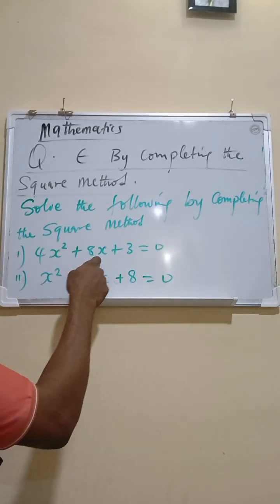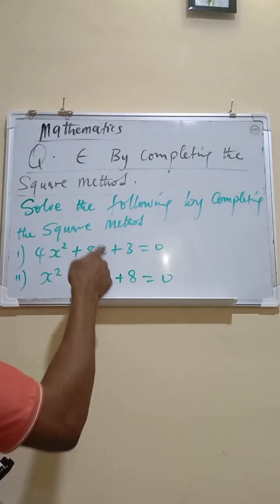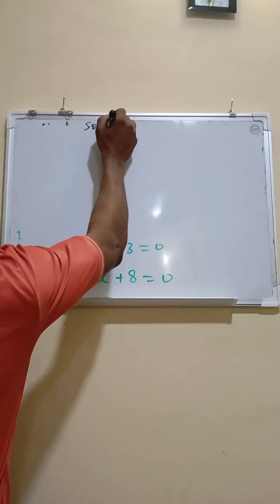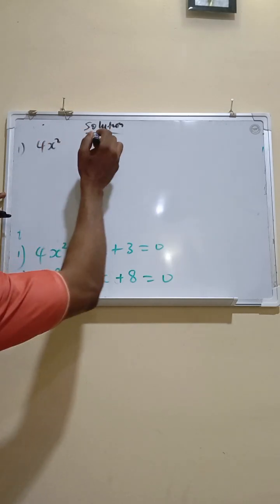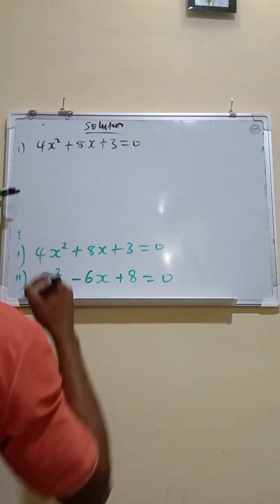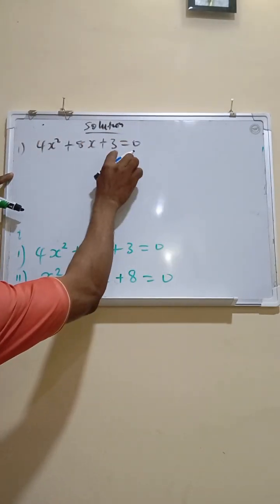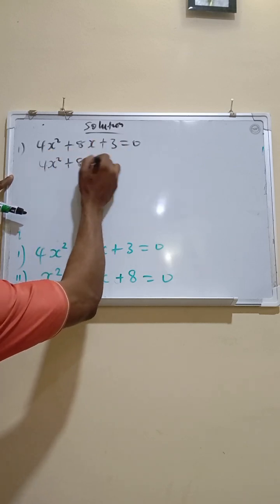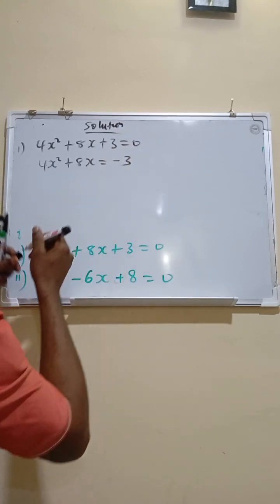4x squared plus 8x plus 3 equals 0. And x squared minus 6x plus 8 equals 0. Solution. You have 4x squared plus 8x plus 3 equals 0. The first thing you do is take the constant to the other side. This is the constant, the one without a letter. 4x squared plus 8x equals minus 3, since the 3 crosses to this side to become minus 3.